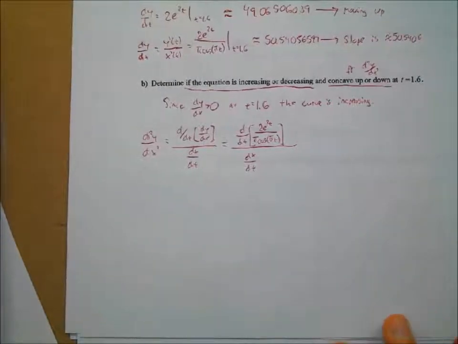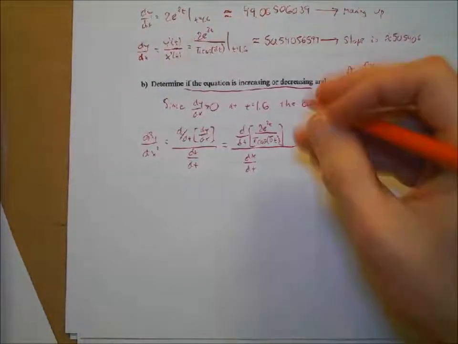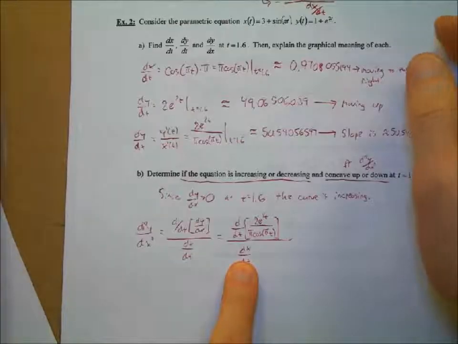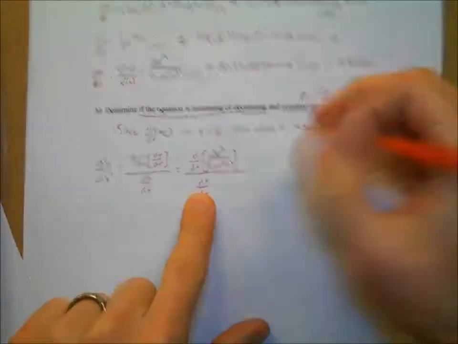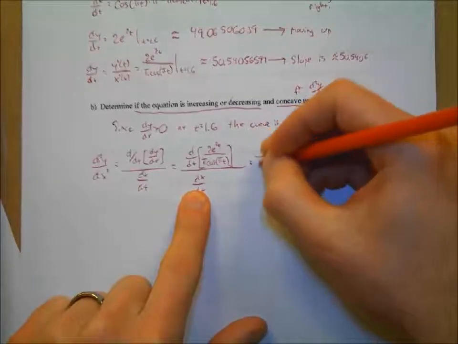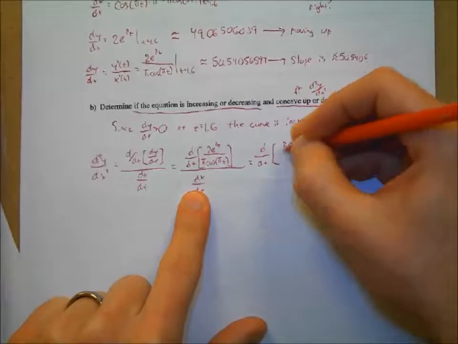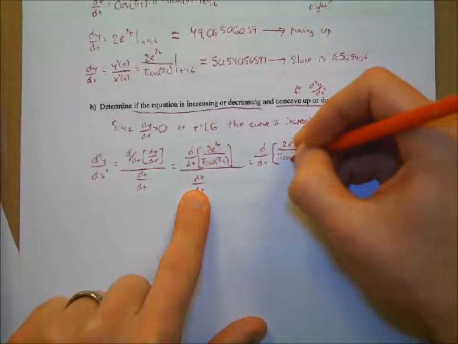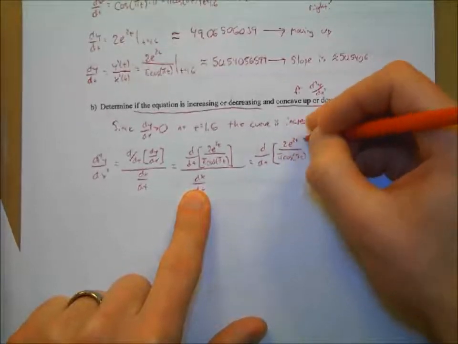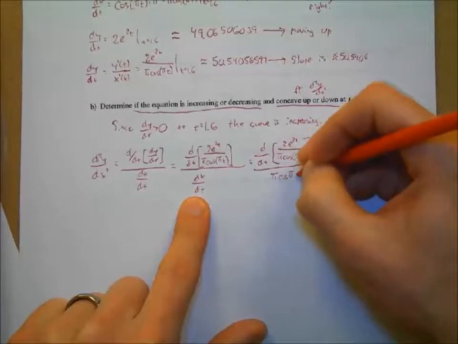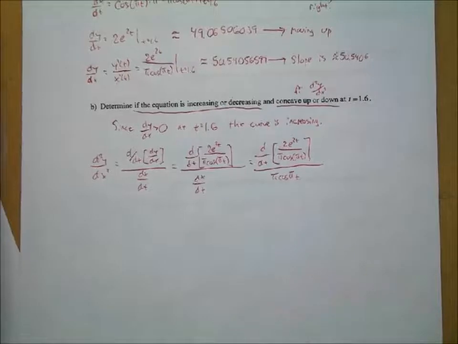Okay. Of course, I can also substitute in what dx/dt is, right? We know what that is. What is dx/dt? Yeah, pi cosine pi t. So ultimately, this is what we want to evaluate: the derivative with respect to t of 2e^(2t) over pi cosine of pi t, all over pi cosine of pi t.